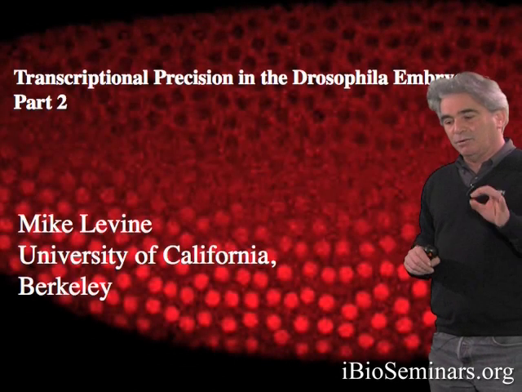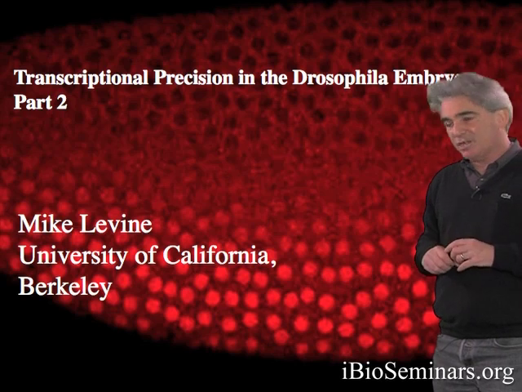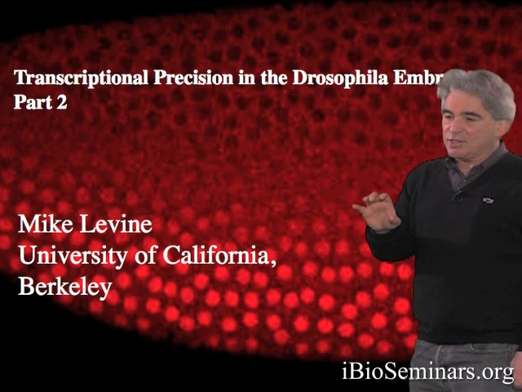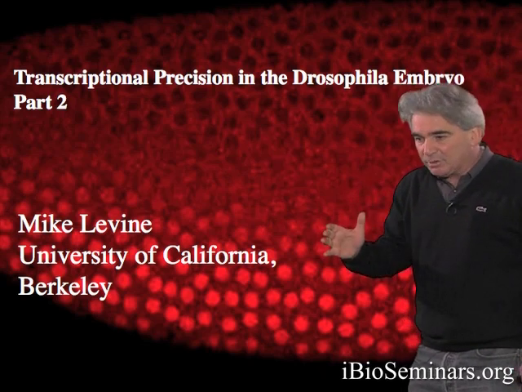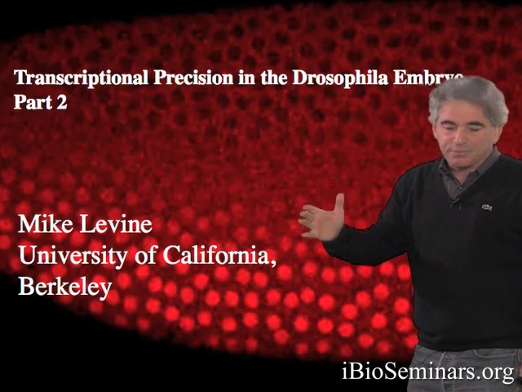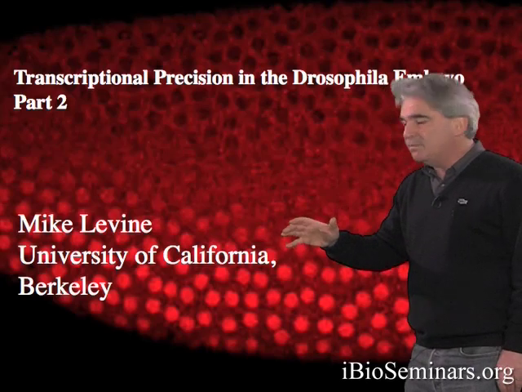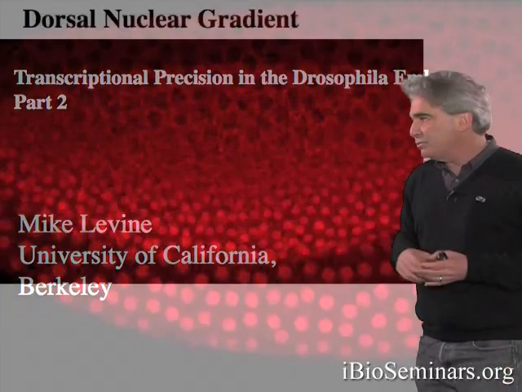So I've discussed how enhancers produce basic on-off patterns of gene expression in the early Drosophila embryo. And now I'd like to address the question of transcriptional precision. How, for example, do you get the even-skipped stripes turned on in the right place at the right time in embryo after embryo in large populations of embryos?